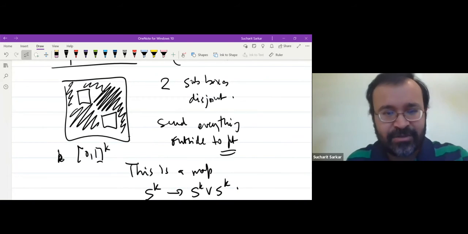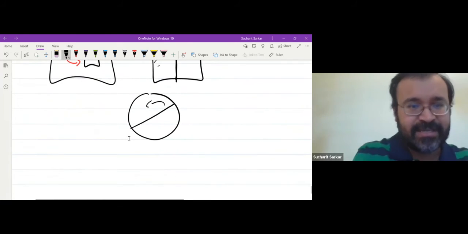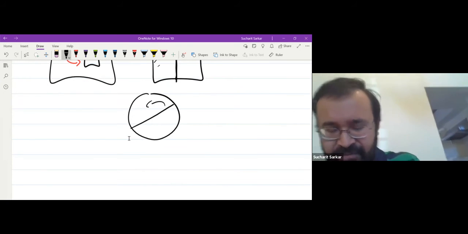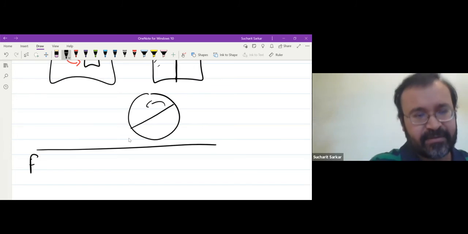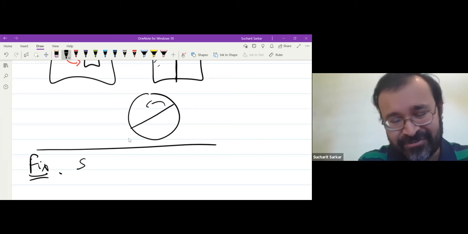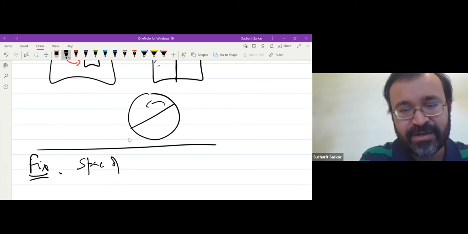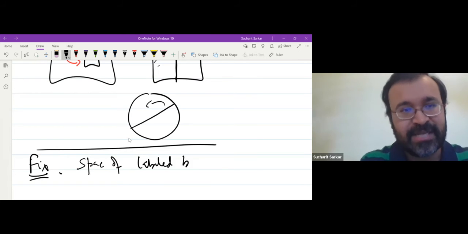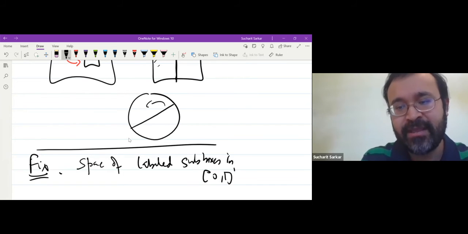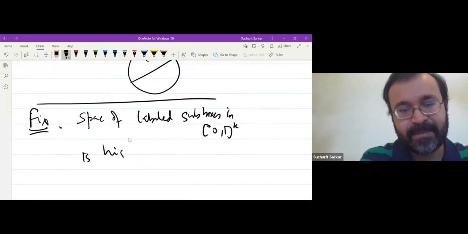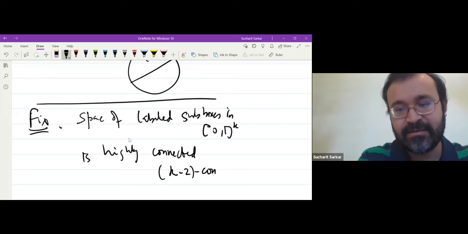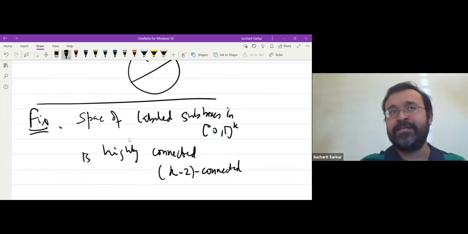Okay, so I'll tell you the way we fix it. The fix is that, and this time I'll go really fast, the space of labeled sub boxes in [0,1]^k is highly connected. I mean, it's not contractible, but it's highly connected. I think it's k minus 2 connected. So it has no homotopy group up to k minus 2.